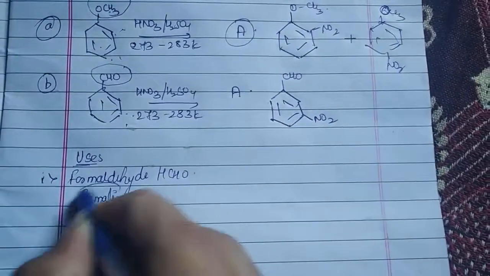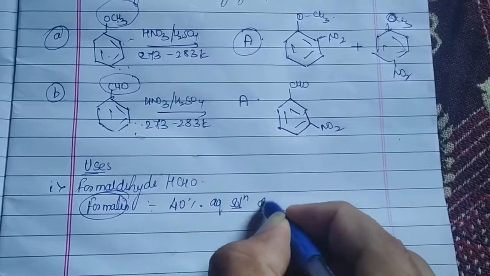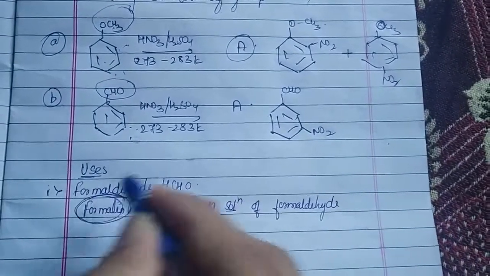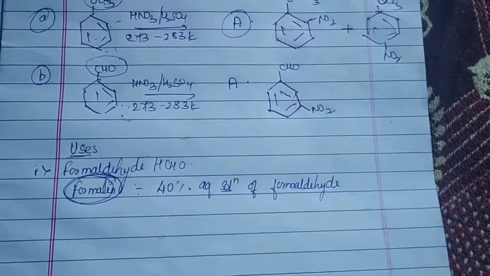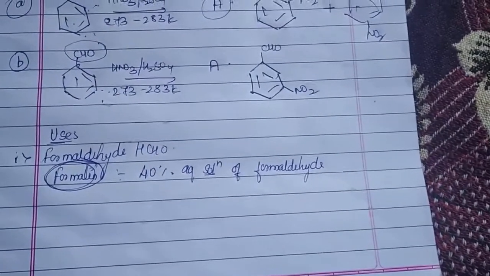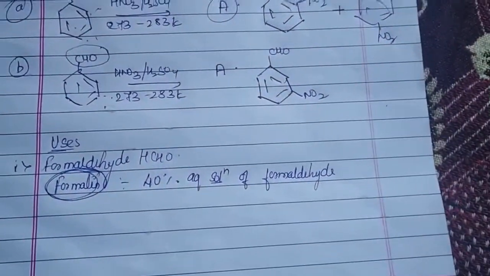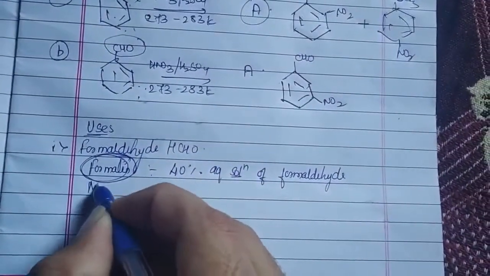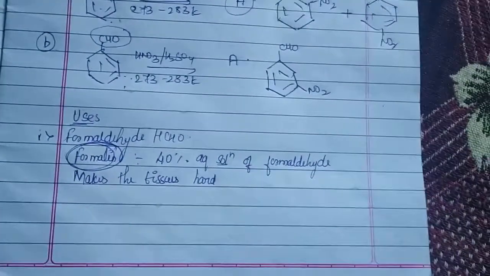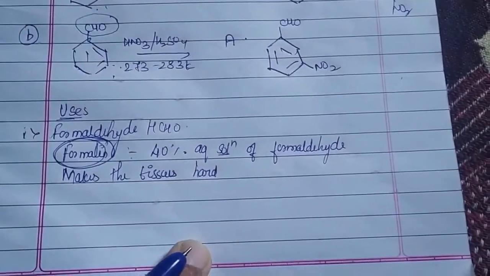Basically this formalin is a 40% aqueous solution of formaldehyde. So formalin is mainly used for the preservation of biological and anatomical specimens. Is that clear? One of the best uses we have seen in our day-to-day life. Why is it used as a preservative? Remember, when we add this formalin, it makes the tissues hard. Once the tissues get hard, of course, they can be preserved.